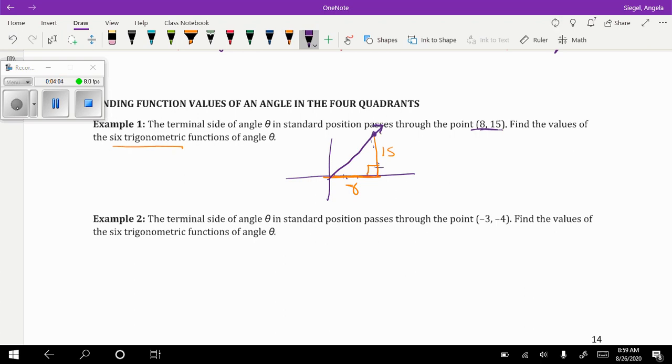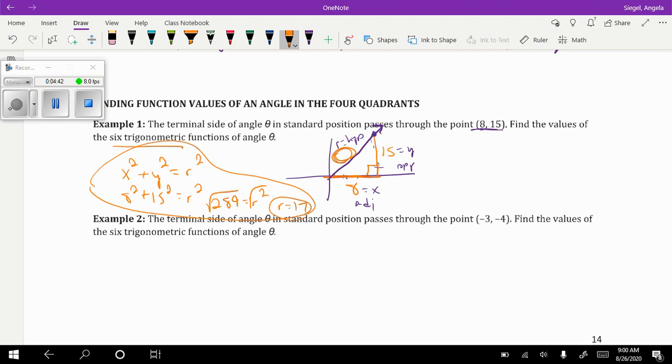Okay, so let's review. This is our x value, which is also our adjacent. This is our y value, which is also our opposite. And this is our r value, which is also our hypotenuse. So notice that we're missing this value here. So you learned in geometry that you need to do the Pythagorean Theorem to find that. So instead of saying a squared plus b squared equals c squared, in trig, we're going to say x squared plus y squared equals r squared and solve for that r. So I showed my work here and I found out that this missing piece is 17.